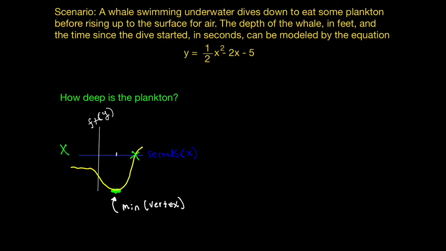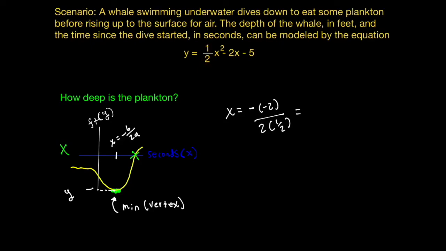Now, to find the vertex, we're first going to have to calculate the axis of symmetry, which is going to be negative b over 2a. And then we're going to plug whatever we get in to get the y value, which is what we want because we want the depth. So here, let's begin by calculating negative b over 2a. So we have negative, and then the b term is going to be negative 2. And then we're going to divide that by 2 multiplied by a. The a value, that's 1/2.